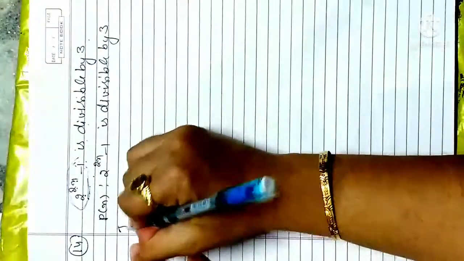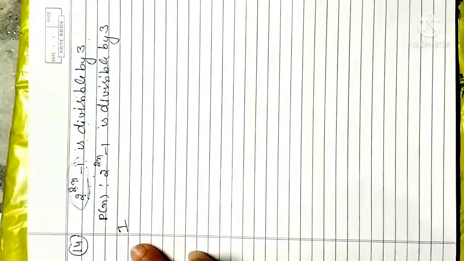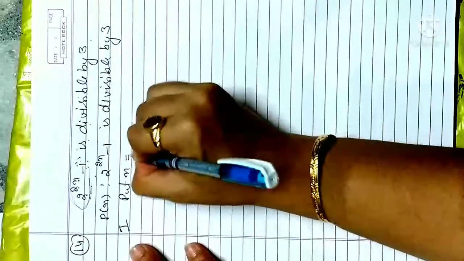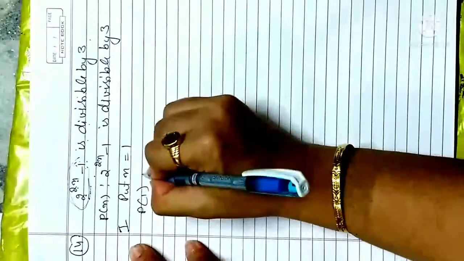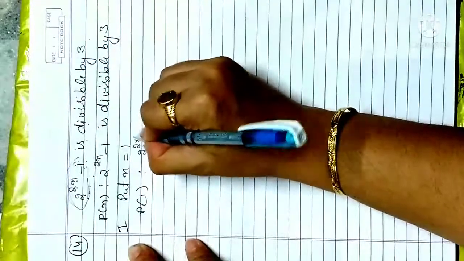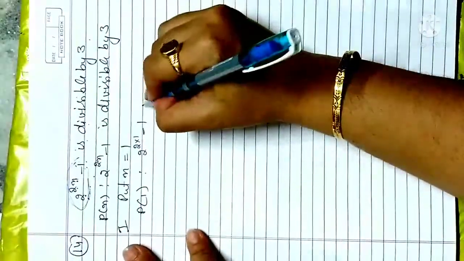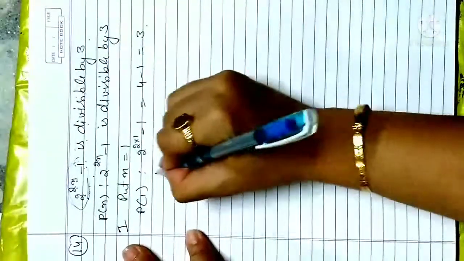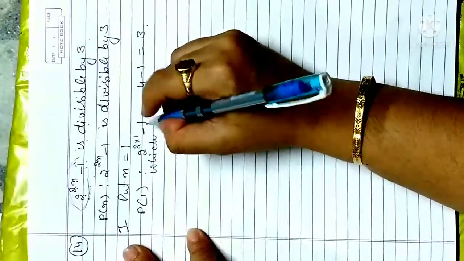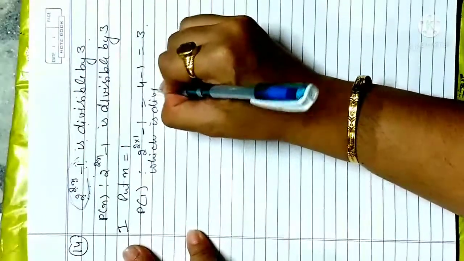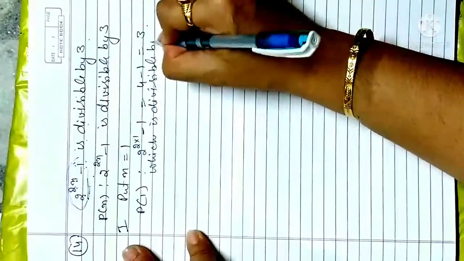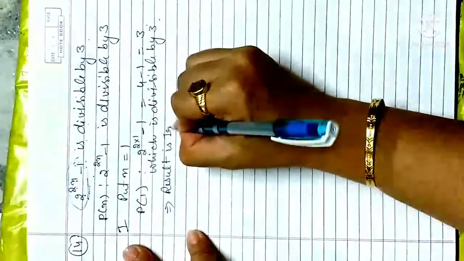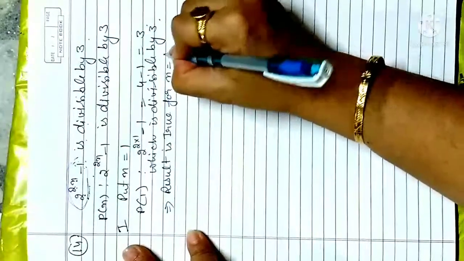Now my first step is the same as what we have done in previous questions. First we put n is equal to 1. So for propositional statement 1, if we replace n with 1, we check whether it is divisible by 3 or not. So that is 2 raised to power 2 is 4, minus 1 is equal to 3, which is divisible by 3. So that means my result is true. The result is true for n is equal to 1.